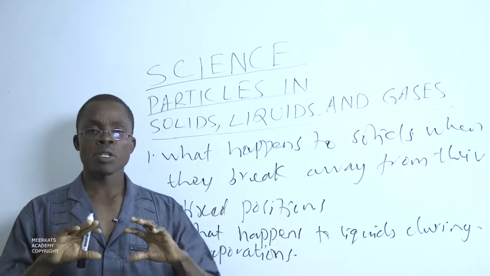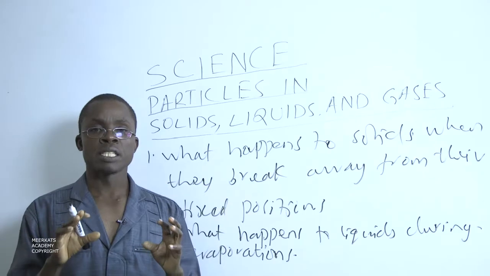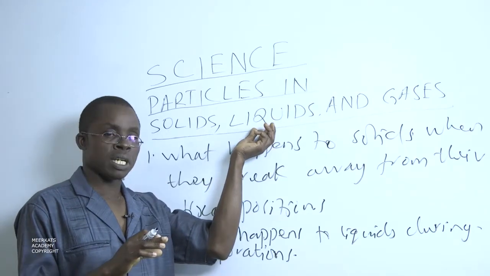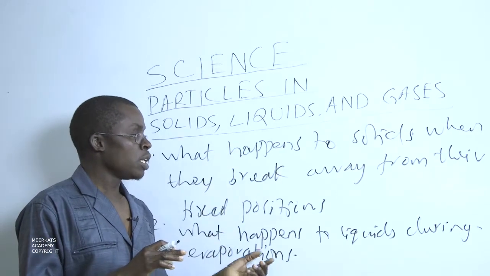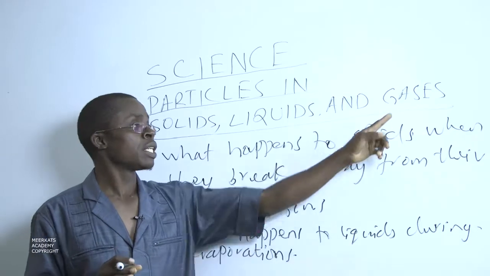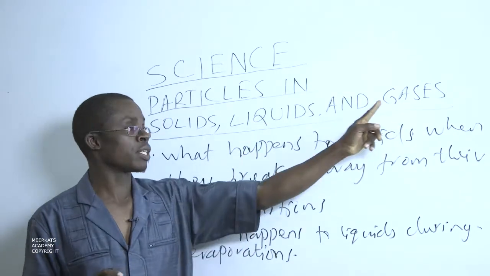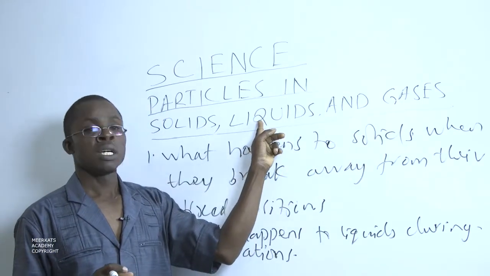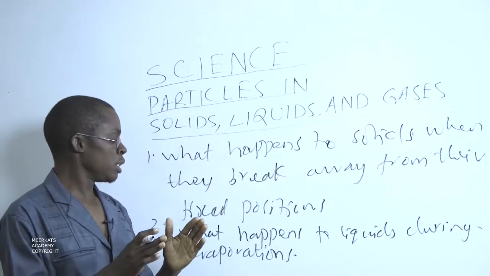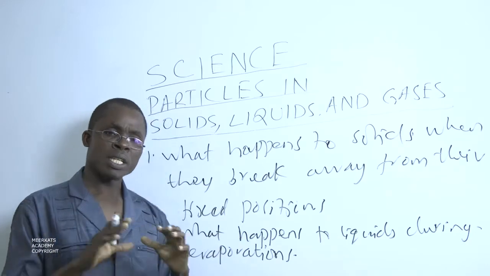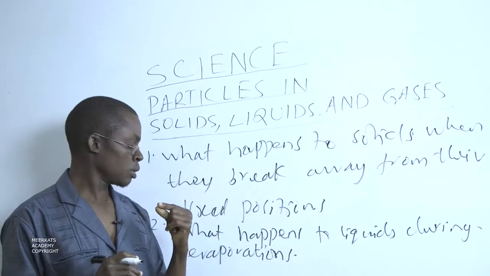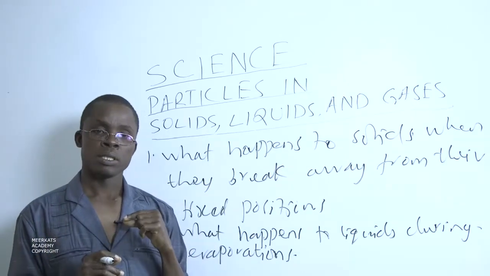Remember, when you are talking about evaporation, this is a change of state. A liquid is a different state, and after evaporation, that liquid turns to vapor, which is a gas. So you are talking about two different states, a liquid and a gas. The transition point of this is evaporation. So what exactly happens when a liquid changes to a gas?